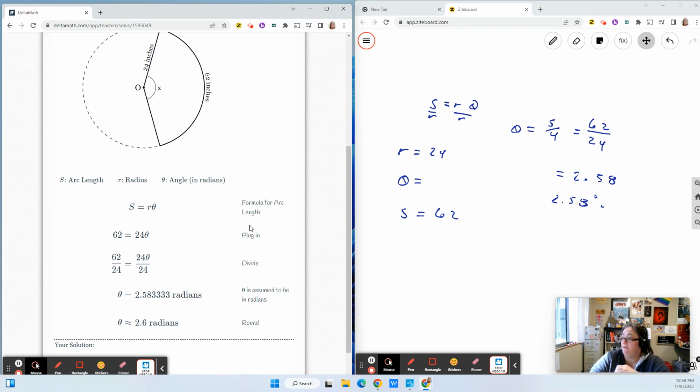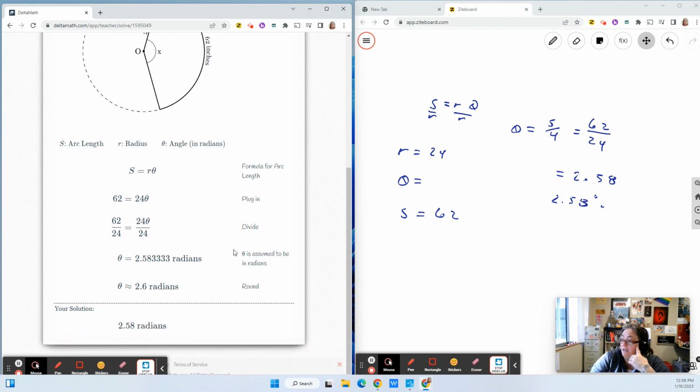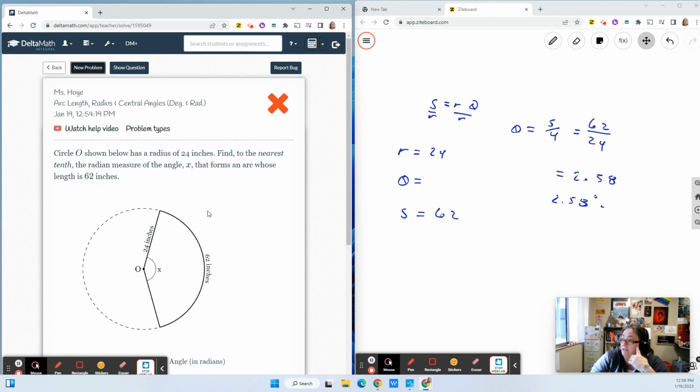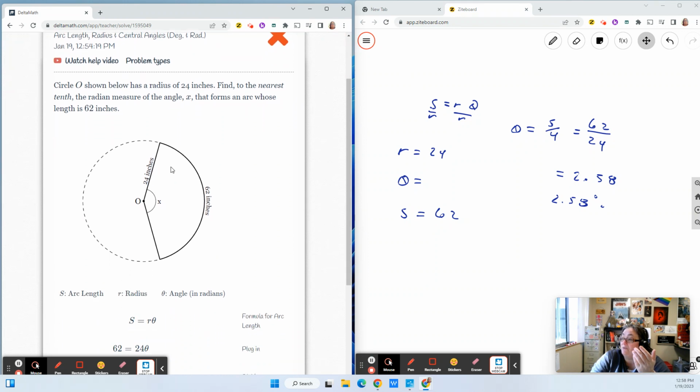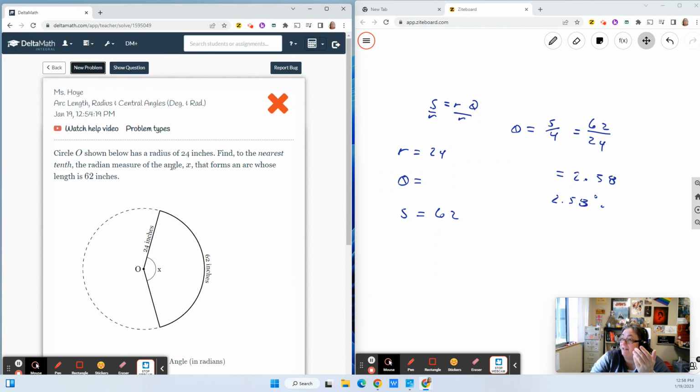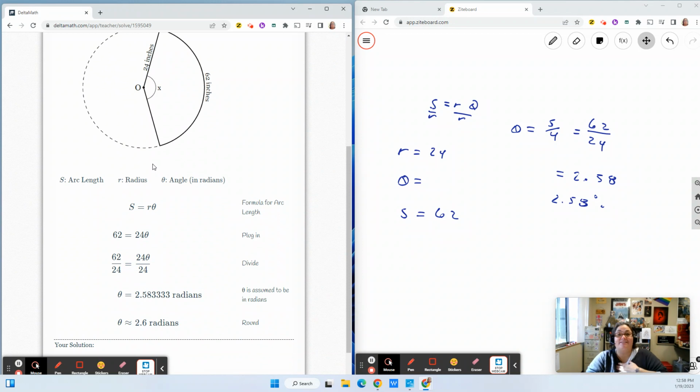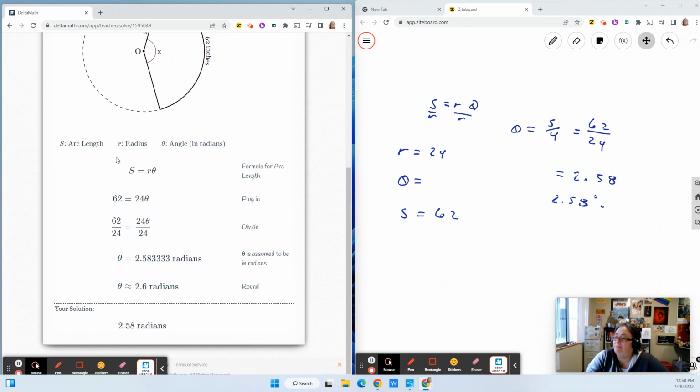24 theta, 2.588. Oh, and they just wanted me to round it up to 2.6. This one didn't tell me how far to round it. And I guess I was only supposed to round it to a tenth, was the only problem. So I thought I did the problem wrong. That felt really right to me. But I just didn't round it as low as they wanted me to. They wanted me to round it to 2.6 was all.